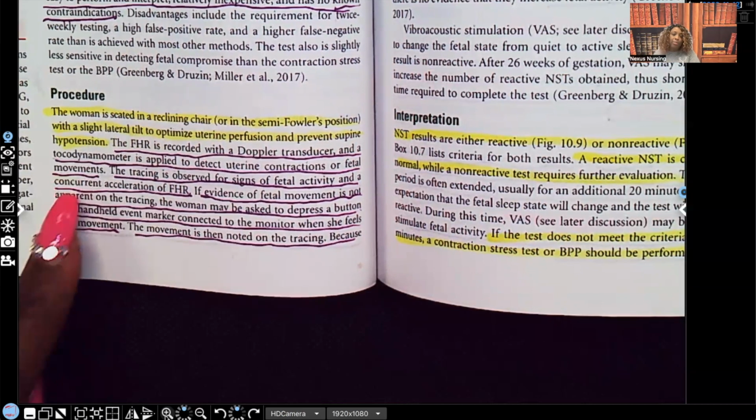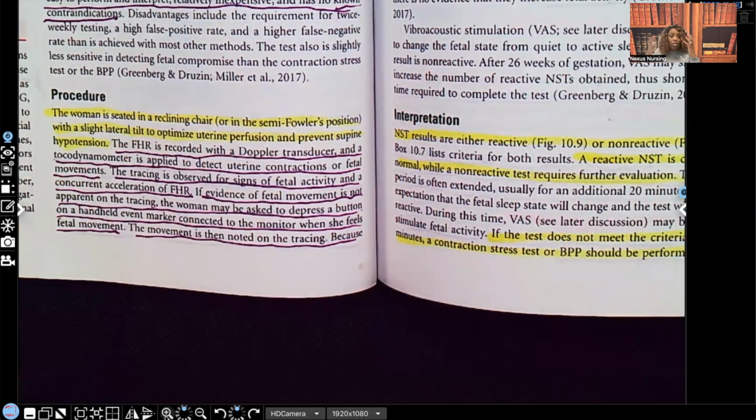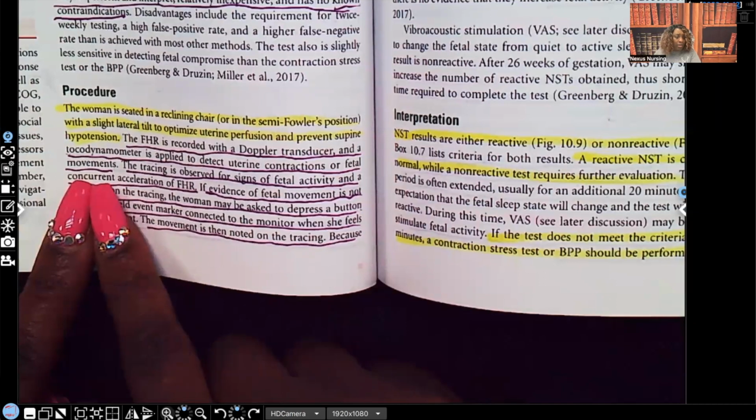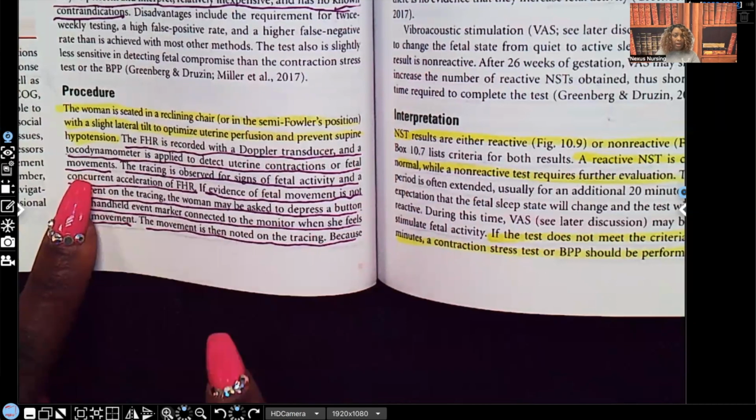When you guys are studying, please, the way I'm teaching you, this is how I want you to think. You have to say to yourself, okay, why did they put that word here? Because they could have just left concurrent out. There's a reason they put it in there. We want to see it at the same time.